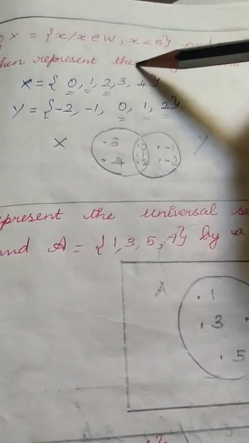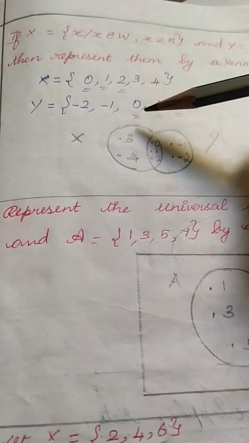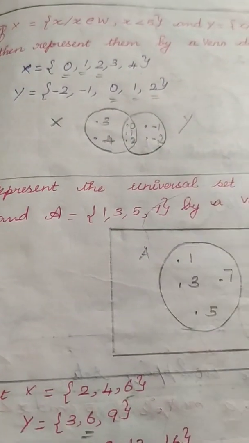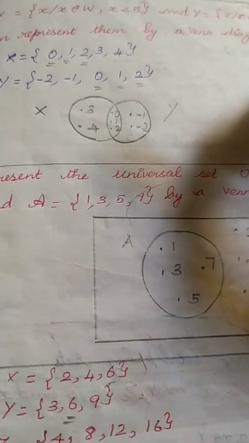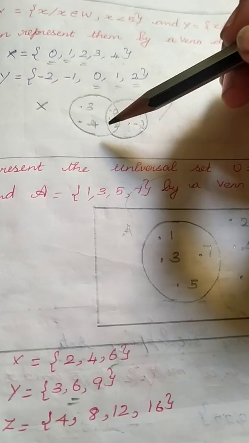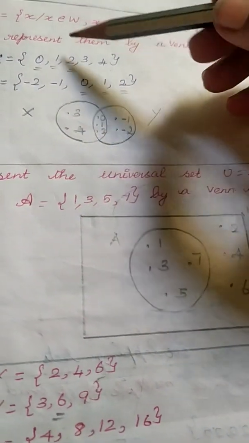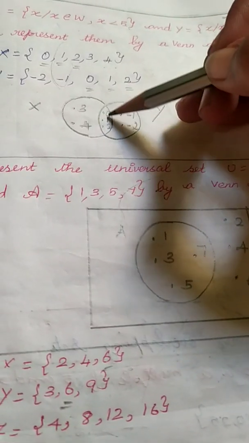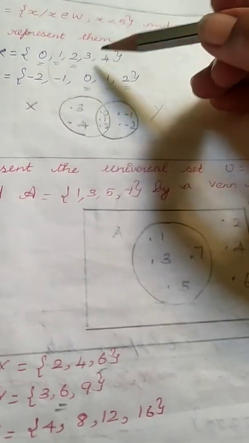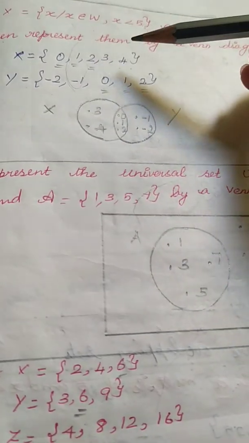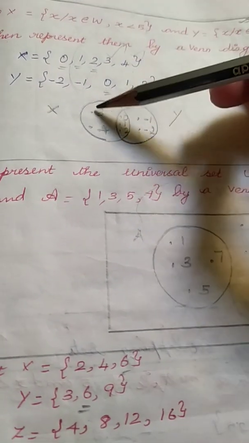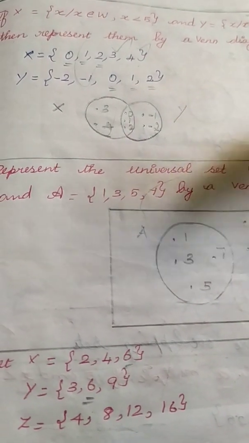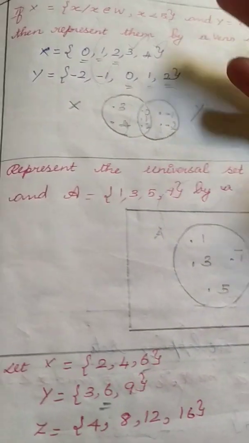So first you have to check the elements. Do you have any common element? Yes, you have 1, 0, 2 as common elements. So your Venn diagram will be an overlapping Venn diagram, and the sets are named X and Y. Whatever element is common, you will write in the place where it is overlapped, and the remaining elements in X which are not common, 3 and 4, are written in the remaining place. Similarly in Y, minus 1 and minus 2 are not common, so you will write them in the remaining place.